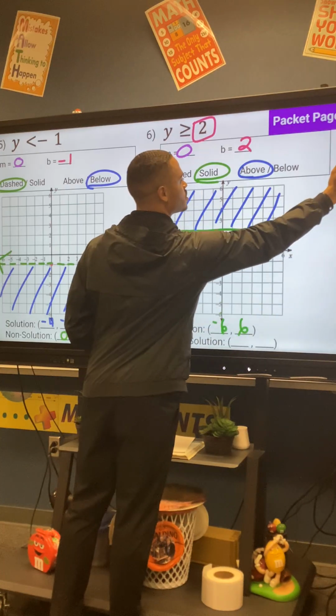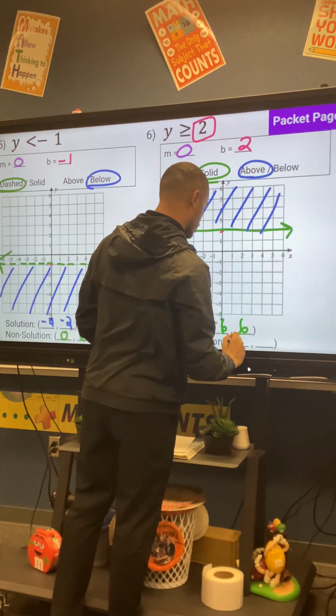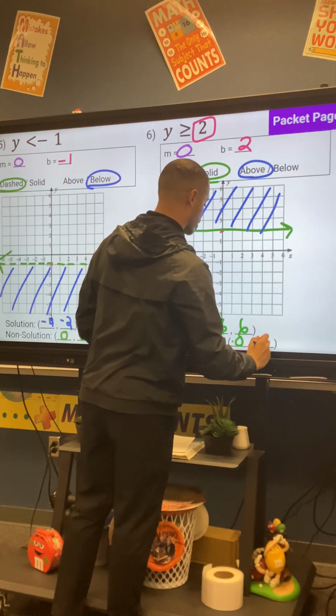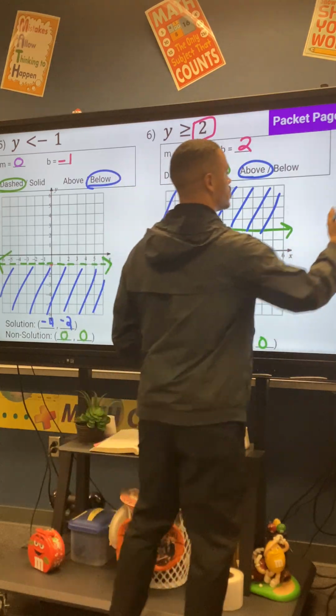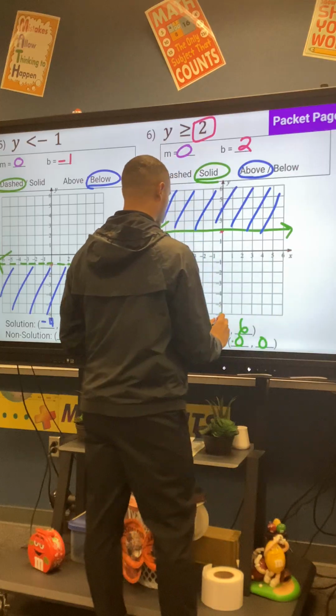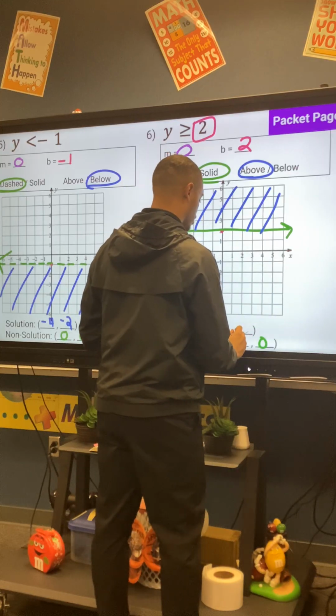So what's a non-solution then? Negative two comma negative six. Yeah. 0, 0 is fine too. I'm just going to write 0, 0. Trying to give me two numbers.